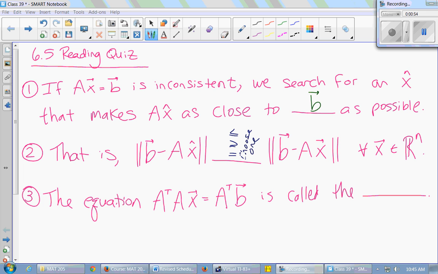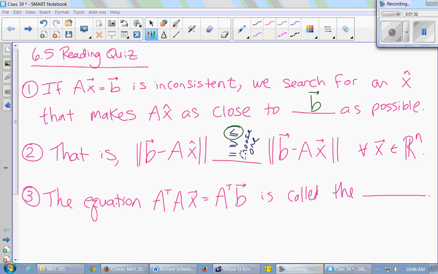Give him half. That is, if A x hat is going to be as close to b as possible in terms of distance, which is what these double bars mean, the distance, right? Then the norm of b minus A x hat would have to be less than or equal to the norm of b minus Ax for every other x in Rn. It is just less than, yeah. But then Topher gave me a hard time, so I put the equal tos. It is strictly just less than.